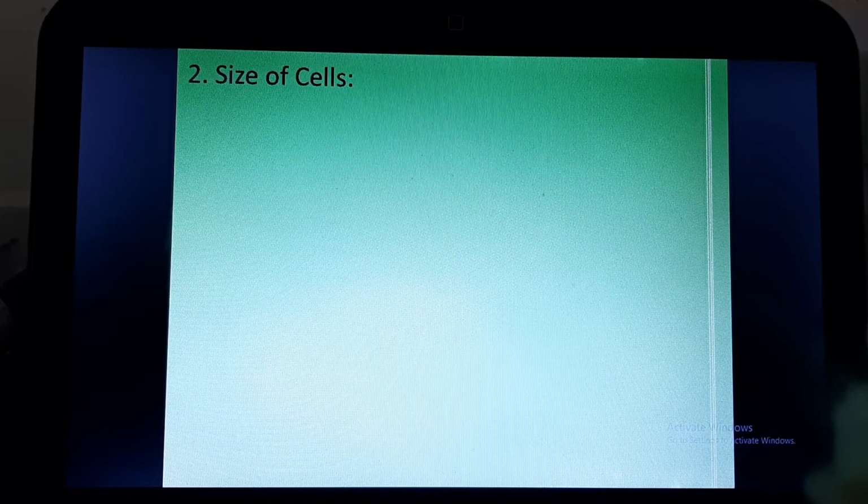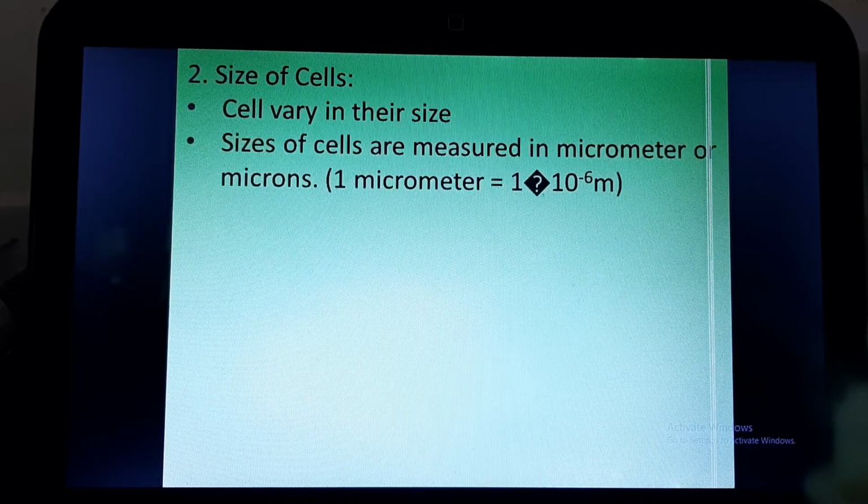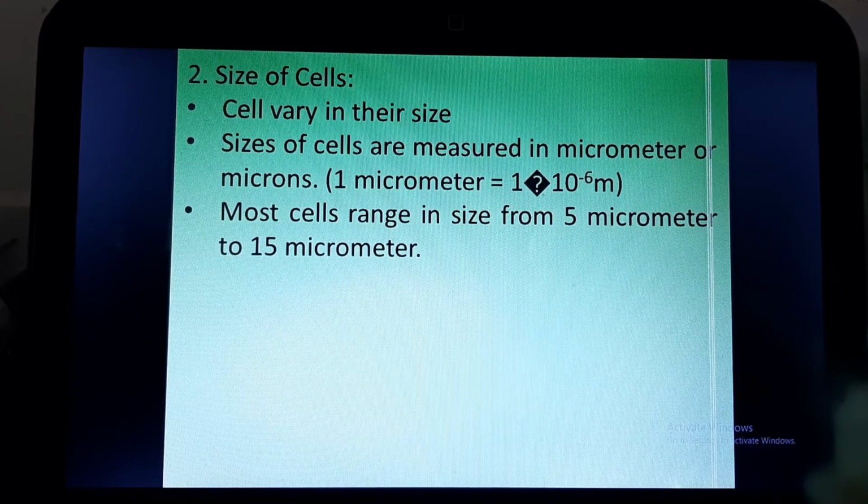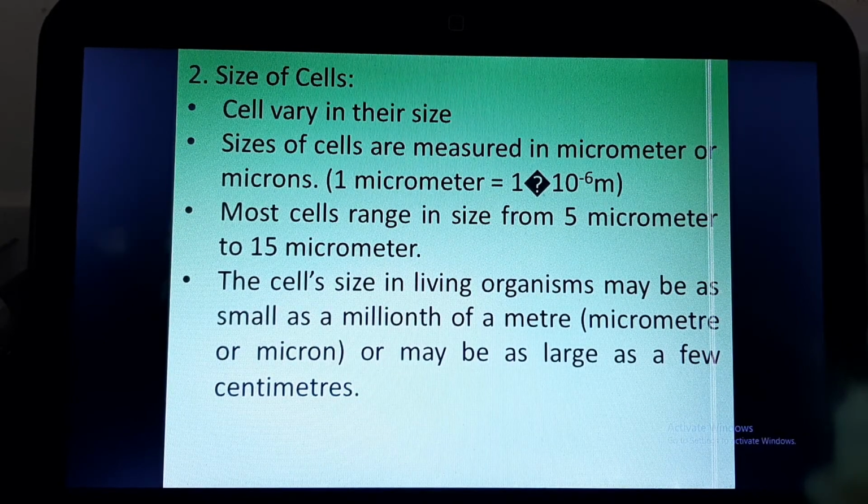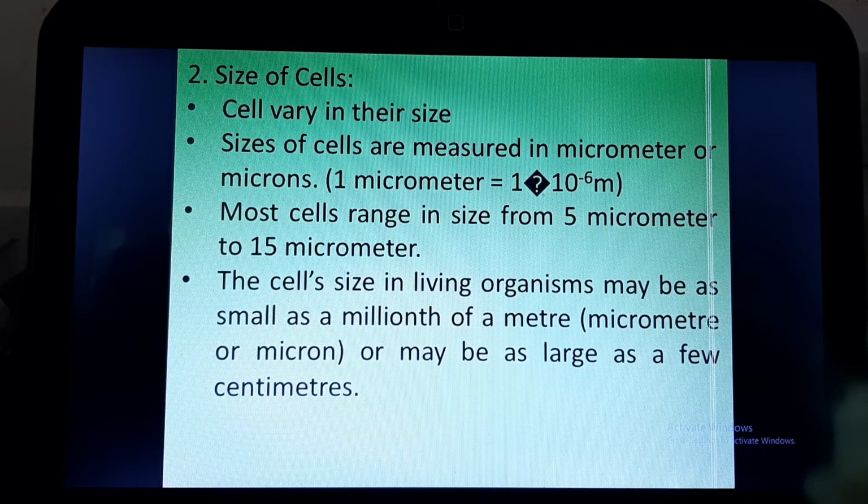Okay. Now, size of cell. Cells also vary in their sizes. How do we measure the cell? We measure the cell in the unit called micrometer or microns. 1 micrometer is equal to 10 to the power minus 6 meter. Now most cells range in size from 5 micrometer to 15 micrometer. The cell size in living organisms may be as small as a millionth of a meter, or maybe as large as a few centimeters.